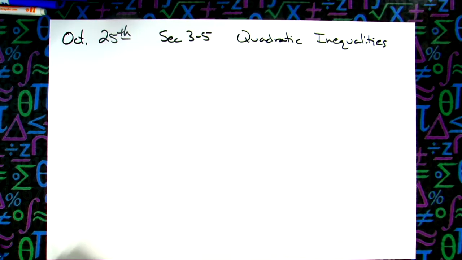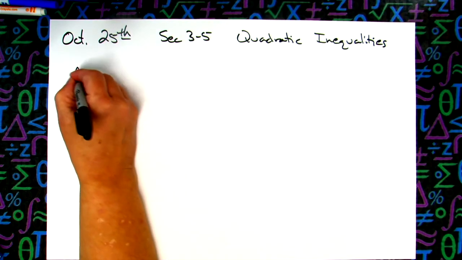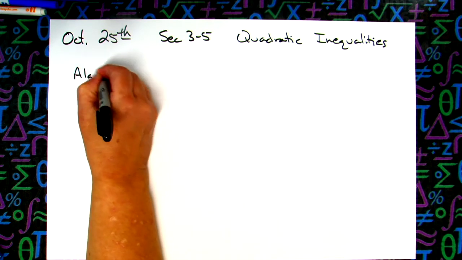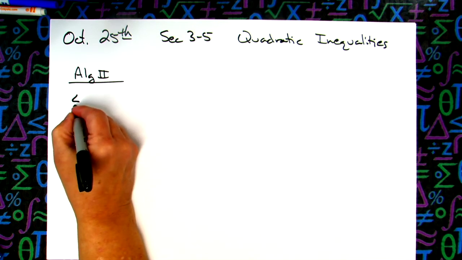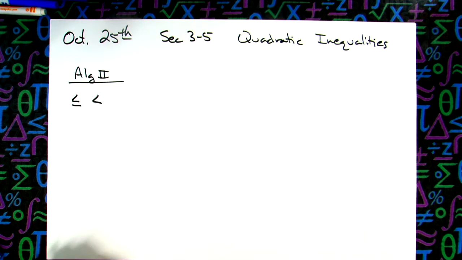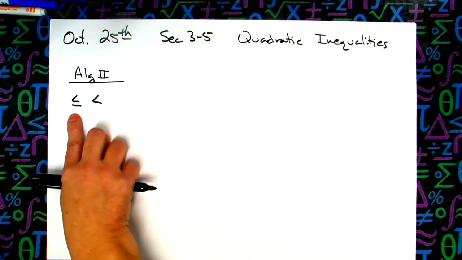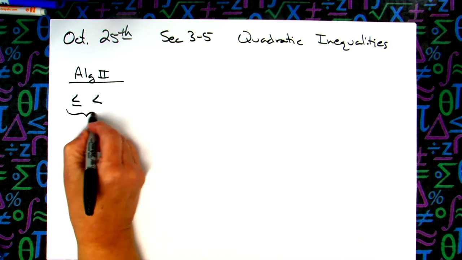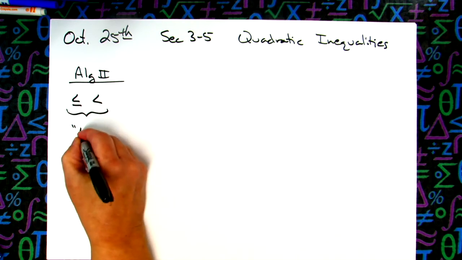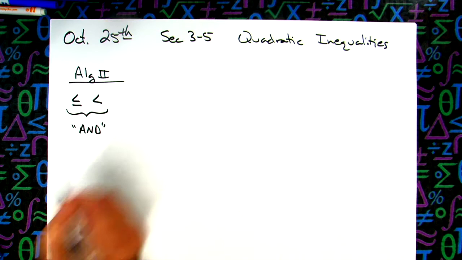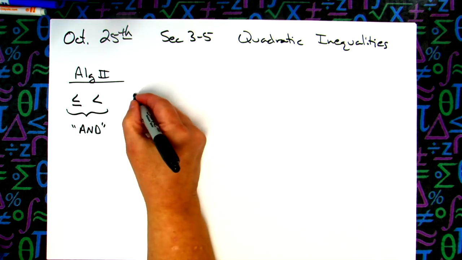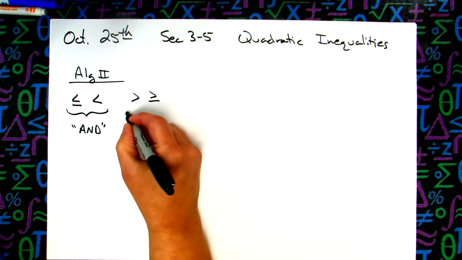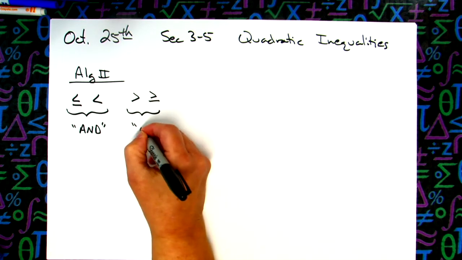First of all, let's see if we can review from Algebra 2. All right, Algebra 1 as well, but Algebra 2 in particular. Do we remember that if we had a less than or equal to sign, a less than inequality sign, then we were dealing with what we called and graphs because they were compound graphs? Do we remember this? And if we had greater than or equal to, then those were or graphs.